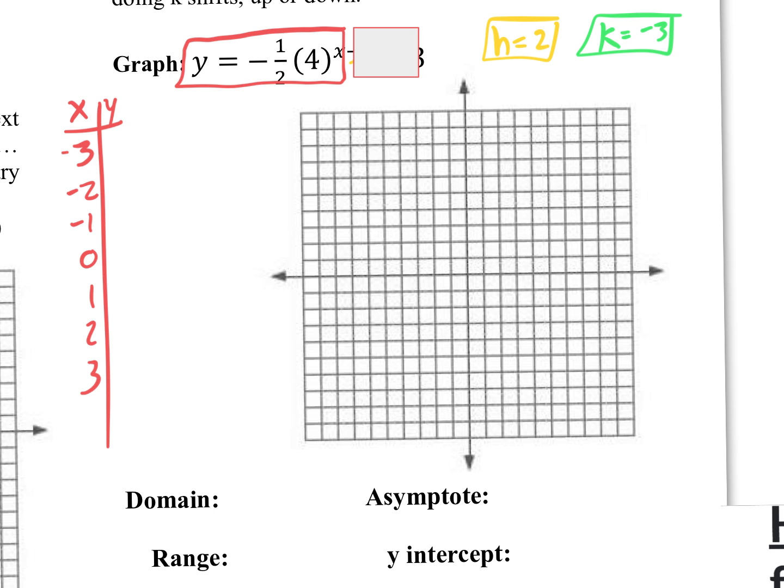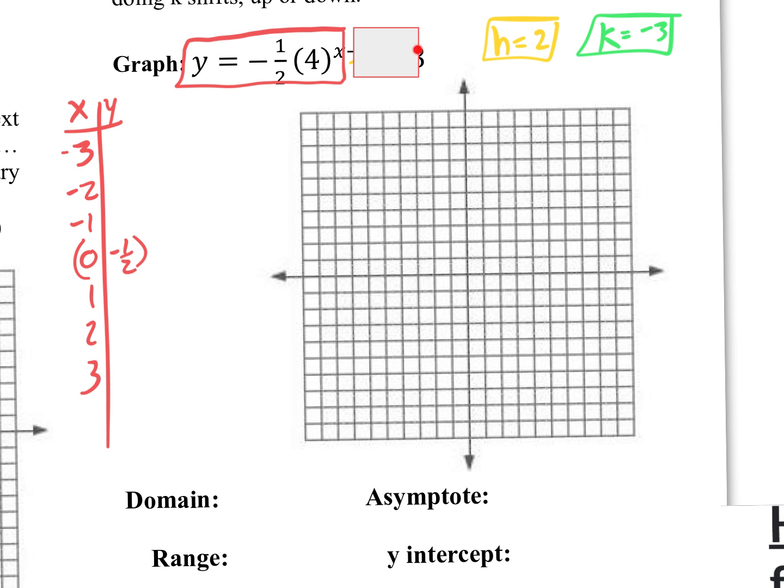And now I'm going to plug in this easy number 0 into this, but ignoring h and k. So that would be super easy. When you plug in 0 right there, 4 to the 0, anything to the 0 is 1. And then 1 times the a value of negative 1/2, that will be negative 1/2.